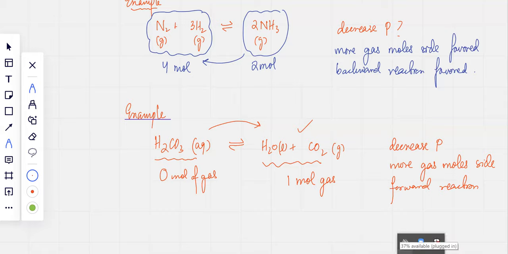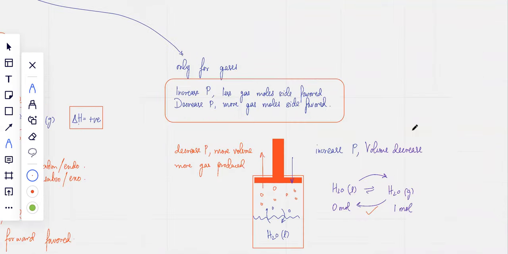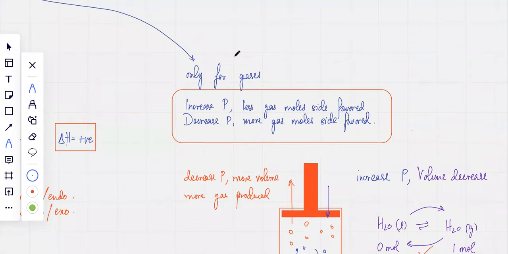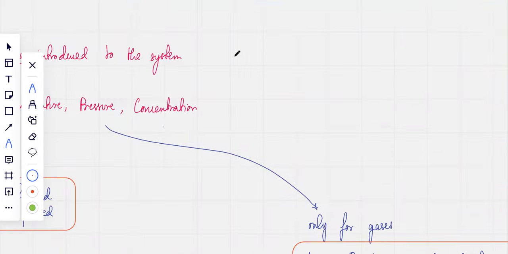Then you have the last one. This is about gases. Be very careful. This pressure thing only applies to gases. If a reaction doesn't have gases, then it doesn't really matter. Increasing or decreasing pressure will have absolutely no effect. Let's also talk about concentration now. What's going to happen when you alter concentration?